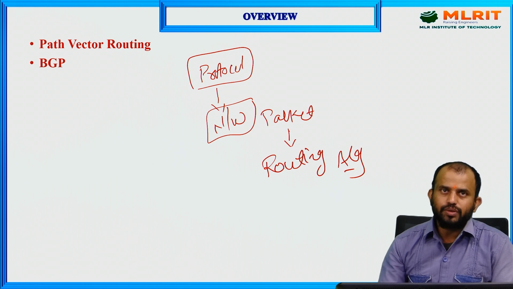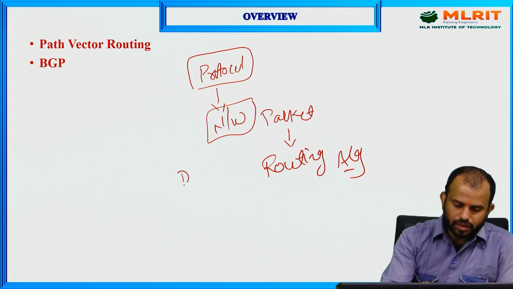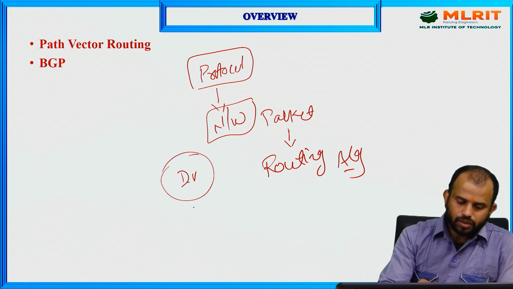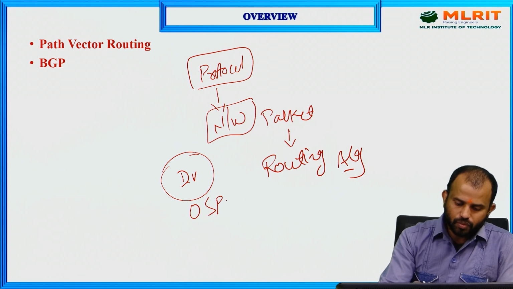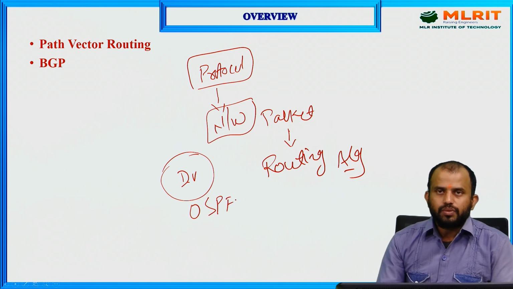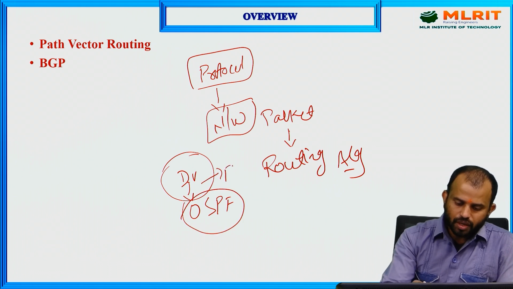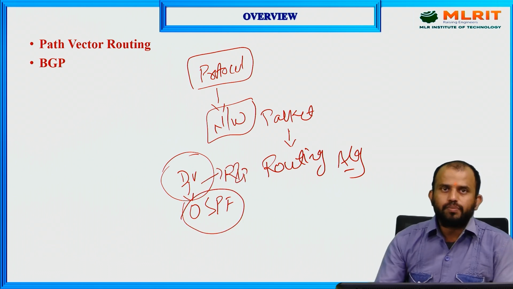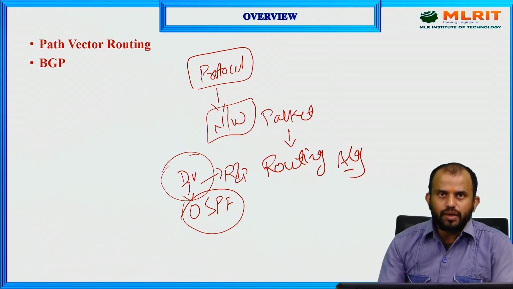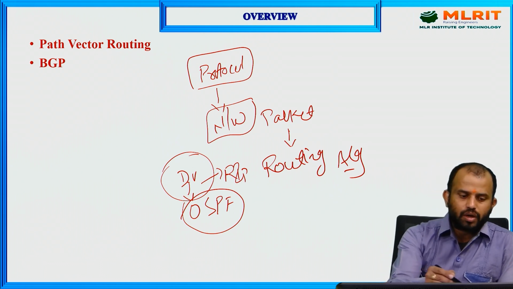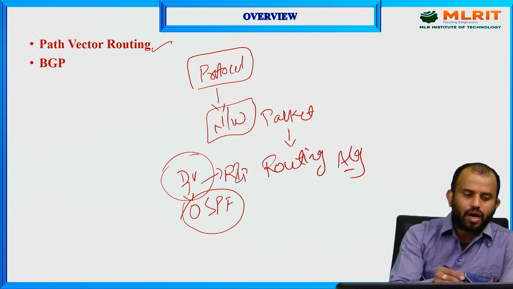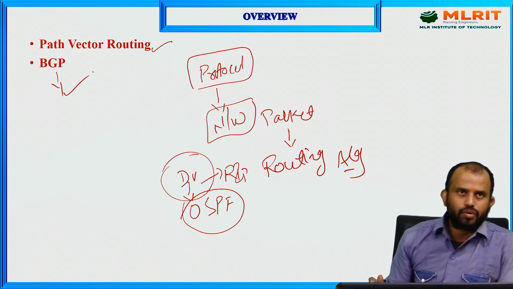In the previous session we discussed distance vector routing, similarly OSPF, Open Shortest Path First, as well as RIP, the Routing Information Protocol. In the same way, we are going to discuss two other important protocols, which we call path vector routing and Border Gateway Protocol.